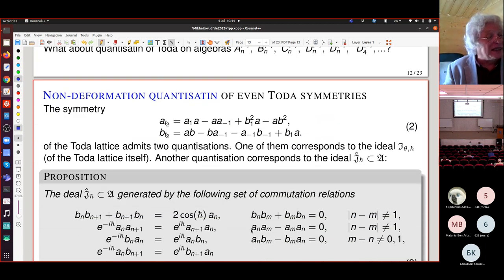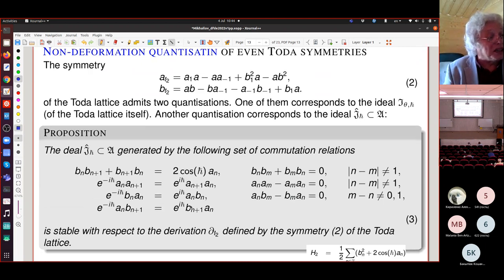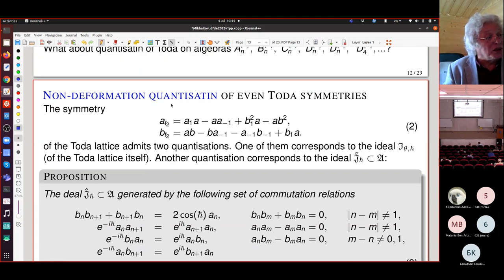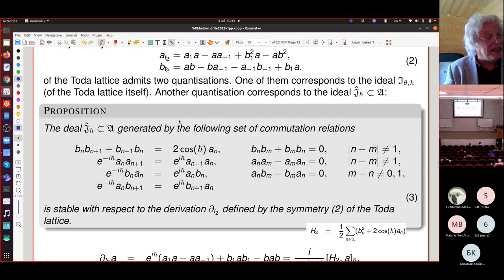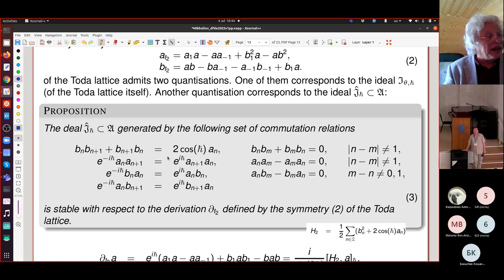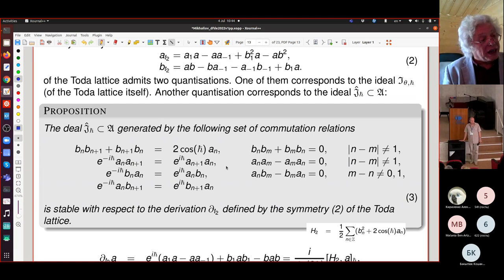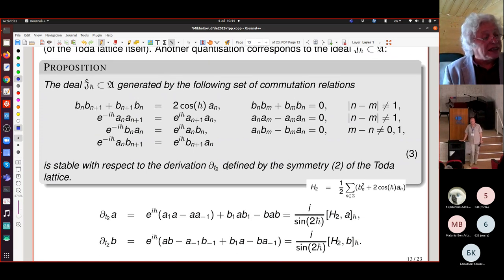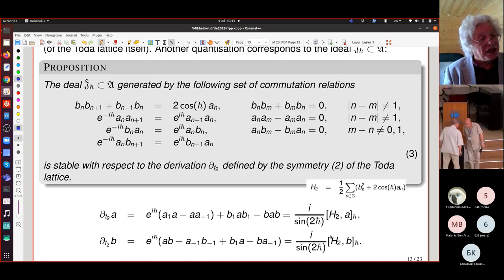And the last thing I want to say is about non-deformation quantization. What is a non-deformation quantization? Let's take a symmetry of the total lattice, so the next flow commuting with the total lattice, and set the same question: what ideal is stable with respect to this derivation? And we will find one more answer, and this answer is here. It is not commutative, not anti-commutative, it has no classical limit, but we still have the Heisenberg equation, we still have a well-posed quantum mechanics, and that is an example of non-deformation quantization. So I think I will stop here.